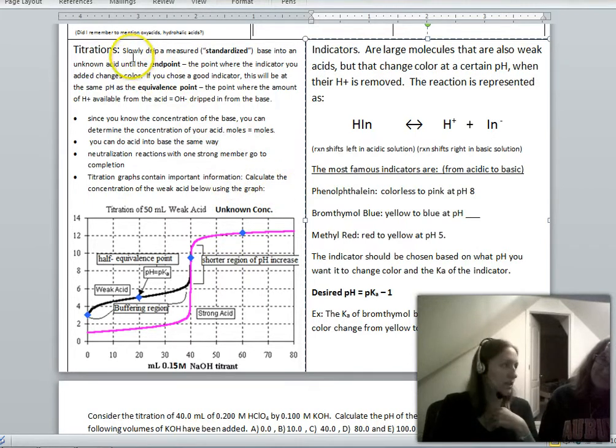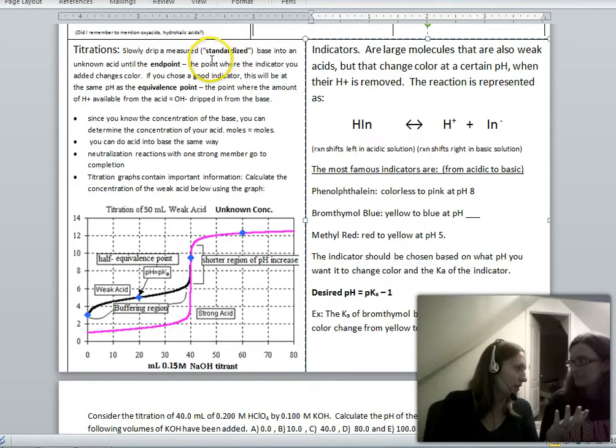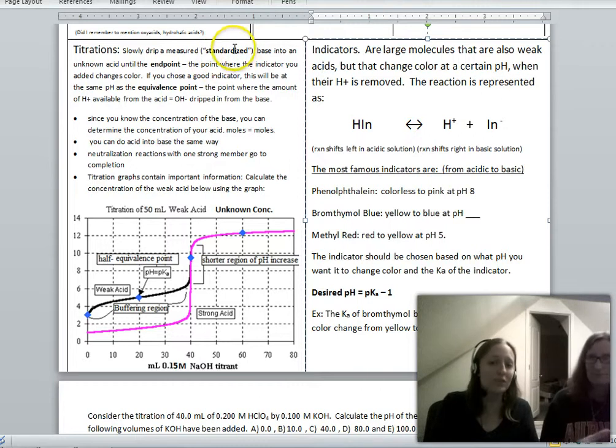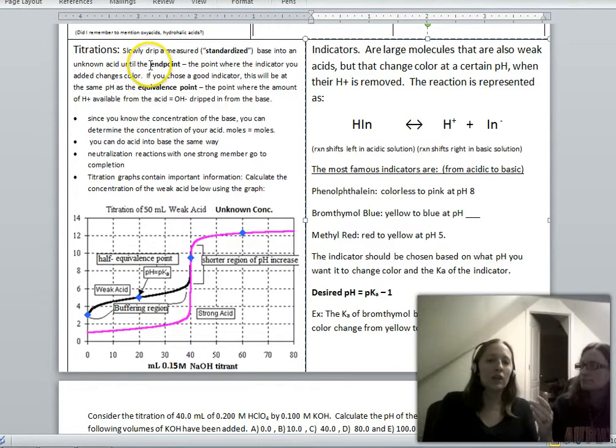Titrations are things that you tend to do. When you're dripping the base, the known base, which is called standardized, because you've set it to standard, I don't know that I really like that term, but it's a standardized base, you know its concentration, into this unknown acid concentration. You drip, you drip, you drip, you drip, you drip, and you're like, hey, it changed colors, I'm done. Ding. When it changes colors, that's called the end point, and when you get there, you're supposed to end.